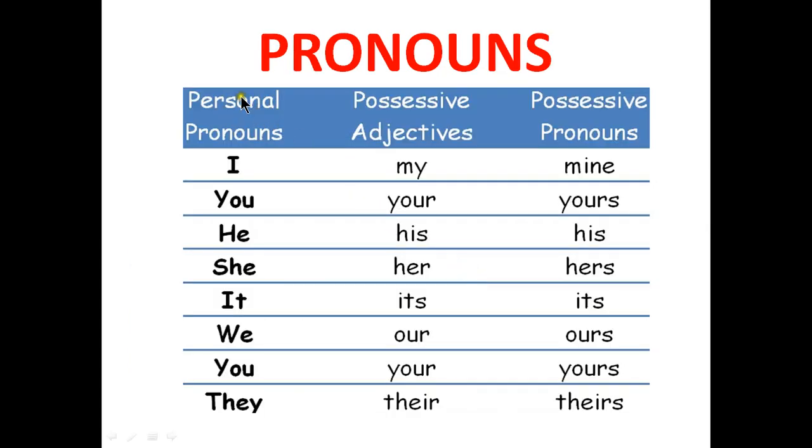Here is another illustration. It will give you a complete idea about personal pronouns. As I told you moments ago, personal pronouns, meaning subject pronouns, are also called nominative pronouns. I, you, he, she, it, we, you, they. These are personal pronouns. Their possessive adjectives are my, your, his, her, its, our, your, their.